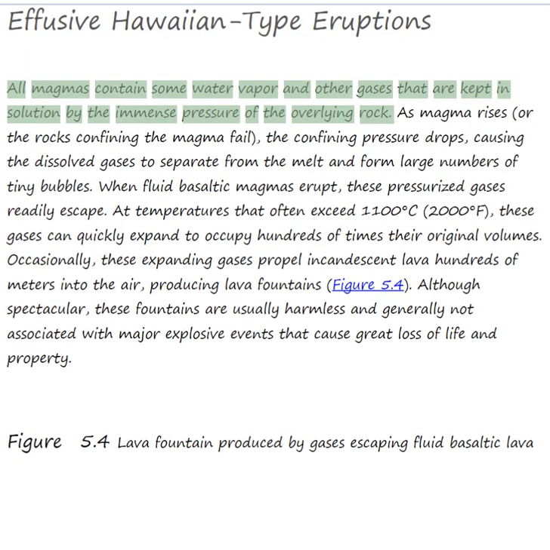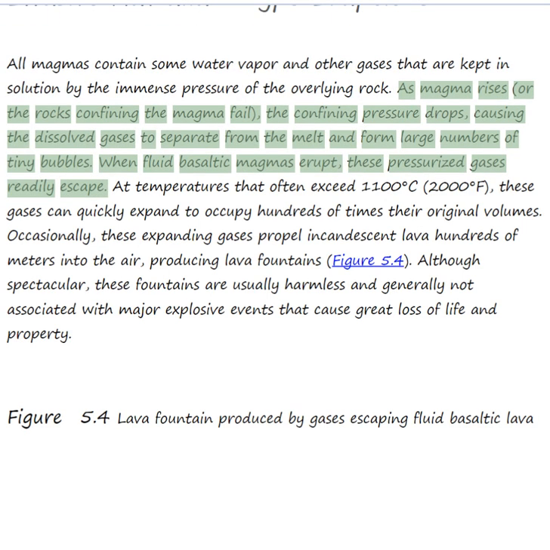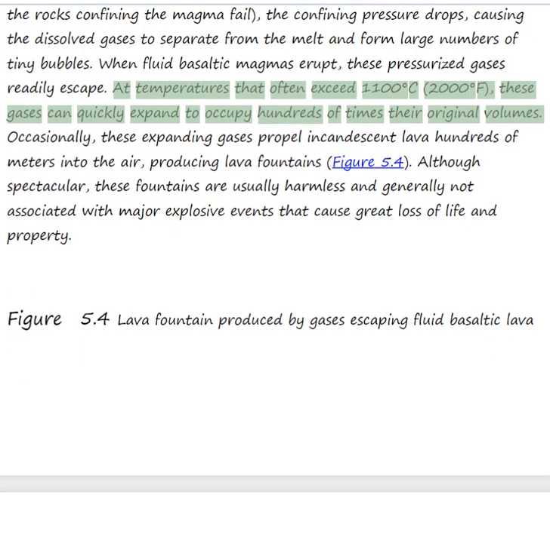All magmas contain some water vapor and other gases that are kept in solution by the immense pressure of the overlying rock. As magma rises, the confining pressure drops, causing the dissolved gases to separate from the melt and form large numbers of tiny bubbles. When fluid basaltic magmas erupt, these pressurized gases readily escape. At temperatures that often exceed 1,100 degrees Celsius, these gases can quickly expand to occupy hundreds of times their original volumes.